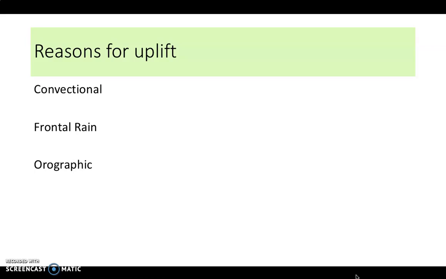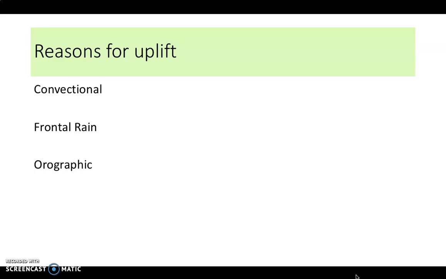To start off with, convectional rain is pretty straightforward: this is where you've got convection relating to heat. It could be a really simple scenario where on a hot summer's day, the sun is shining down, it causes water to evaporate up into the atmosphere, and it rises. As it rises higher, it cools, it condenses, it forms clouds, and then you get rainfall. So here we're looking at what causes the uplift, and within convectional rain, what causes the uplift is heat.